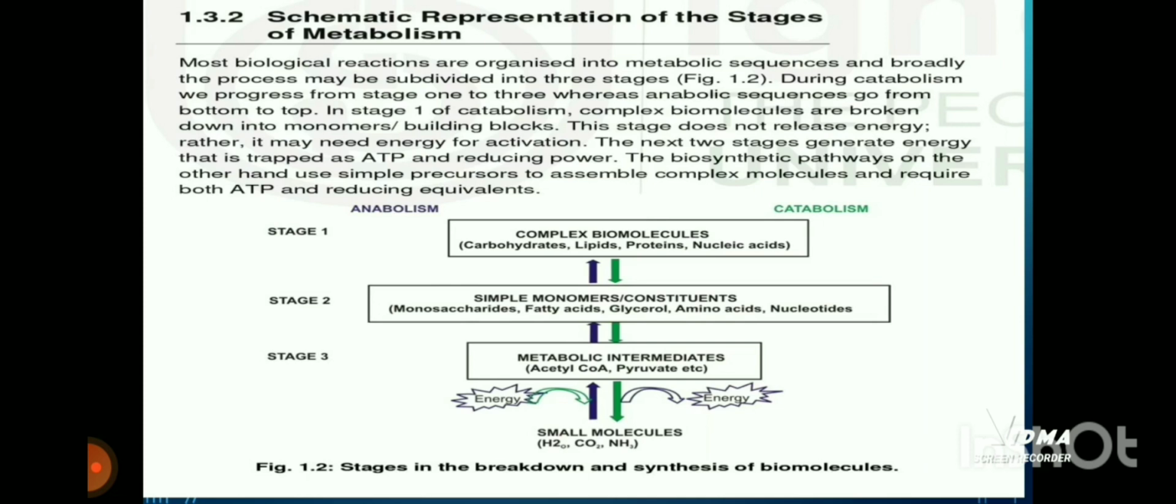Then in stage 3 of catabolism, metabolic intermediates form, acetyl coenzyme A, pyruvate, and with the help of these metabolic intermediates, they are converted into small molecules. In catabolism, in stage 1 there is no energy produced, but in stage 2 and stage 3 energy is produced, energy is released.